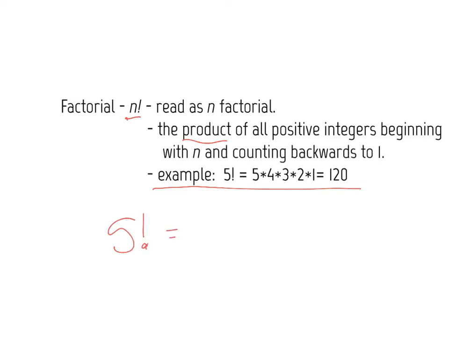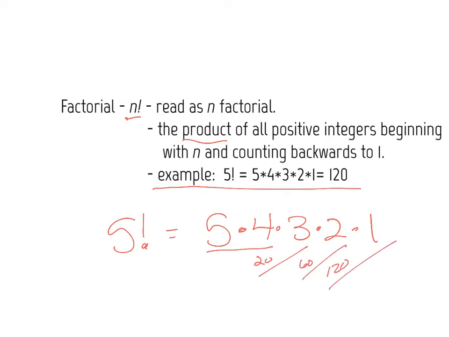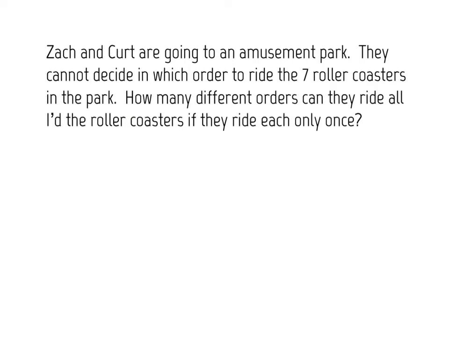We're going to start with 5, and we're going to multiply by every number, starting with 5, going back all the way down to 1. 5 times 4 times 3 times 2 times 1. And if you do this, 5 times 4 is 20, times 3 is 60, times 2 is 120, times 1, our answer is 120.